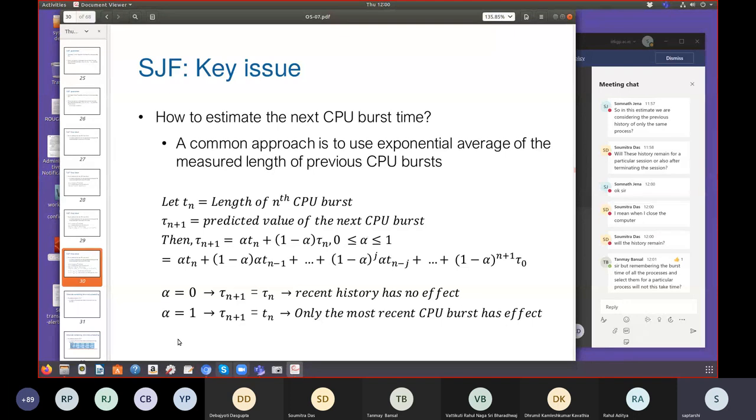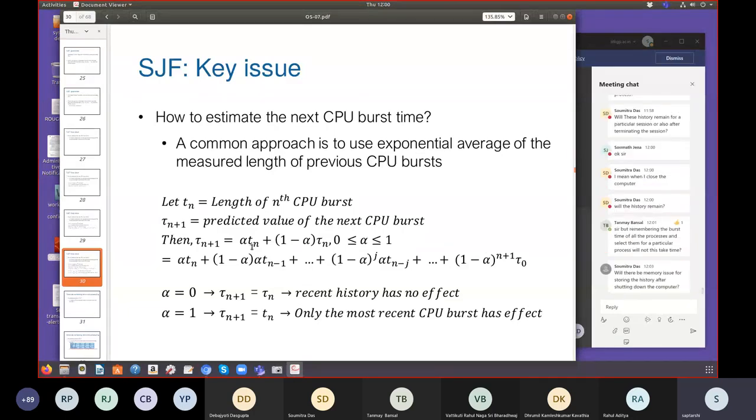So to compute tau n plus 1, what do you actually need to do? You need to compute this thing. So basically you need to remember Tn, which was the previous burst, how much it was. And you need to remember tau n, so what was the previous estimate and what was the previous actual burst length? These two things, if you remember, you will be able to estimate tau n plus 1. So basically we are talking about one multiplication, another multiplication and one addition. How much time do you think this will take for a processor?